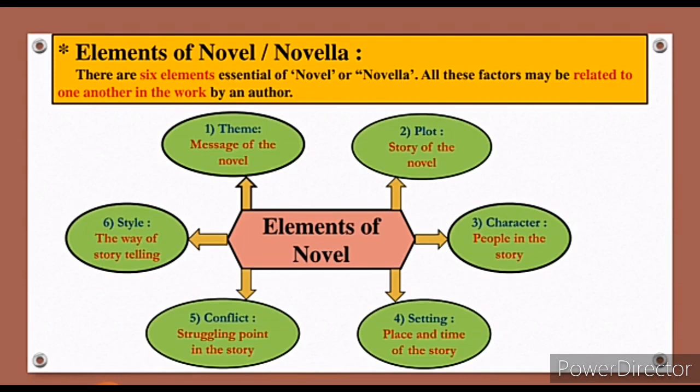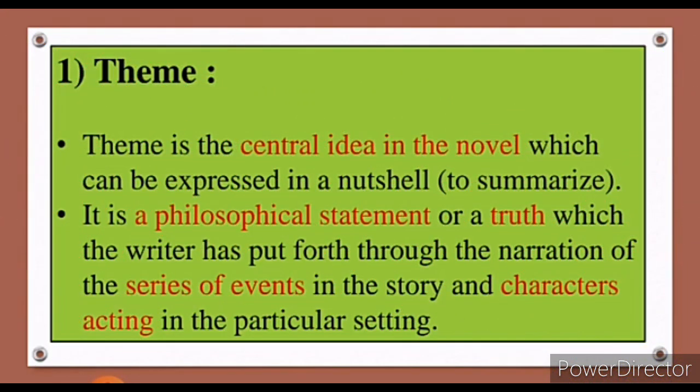Understood? So this slide tells us the 6 elements which are used by the author to write the novel. The first element of a novel or novella is theme. We can see in the slide it is properly listed. The first point: the theme is the central idea in the novel, which can be expressed in a nutshell. Nutshell means to summarize, to sum up. To sum up, what is the main theme?